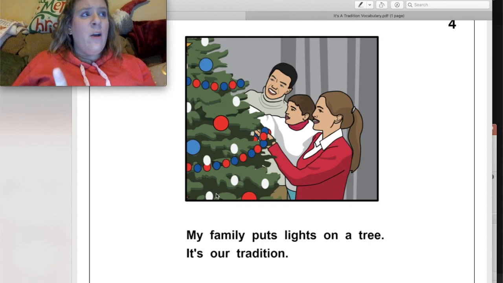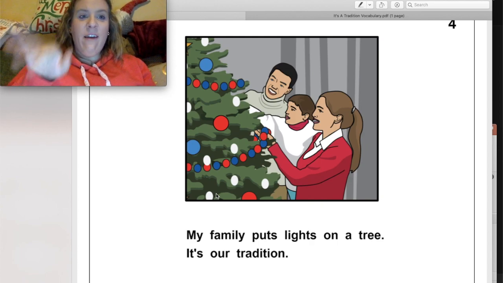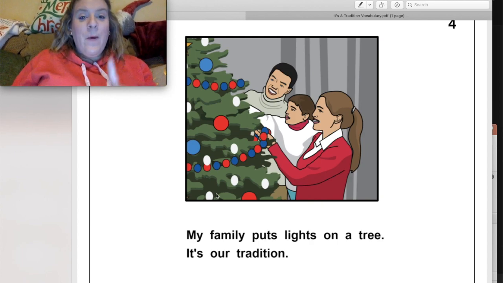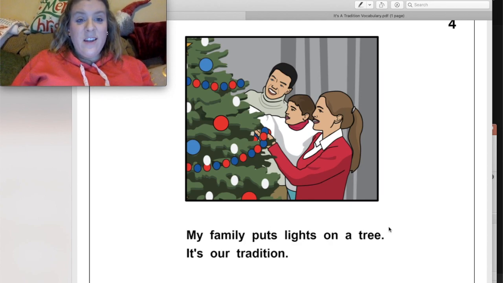At the end of this video, I will try to show you my tree. I'm not really tall enough to get the angel up, and I tried, and it fell off, so I gave up. So my tree is a little sad on the top, but I would love to show it to you. But again, another tradition that people might do this time of year is putting lights on a tree.